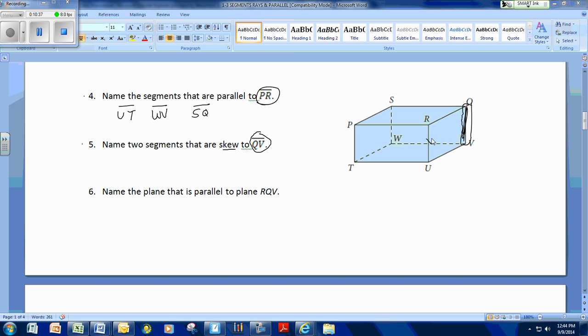Now RU, that is parallel. TT is parallel, SW is parallel. I'm not going to pick those. I want segments that will not intersect QV but go in different directions. First one I notice is segment PS. PS is on a different part of the diagram and it will never intersect this segment. So PS works.